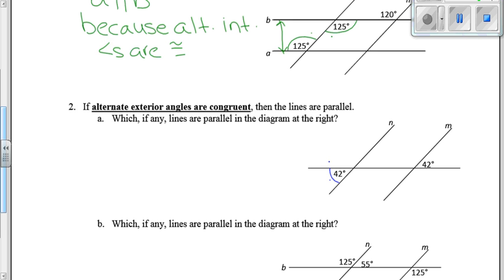So the ones we're given here are these two right here. They're on opposite sides of that line, and they are both outside lines N and M. They're outside the sandwich. So if they're congruent, it means they're alternate exterior, which means that lines N and M are parallel to each other. So we can say N is parallel to M, and our reason this time is alternate exterior angles are congruent. As we start looking at more diagrams, we just need to know to look for the angle relationships.